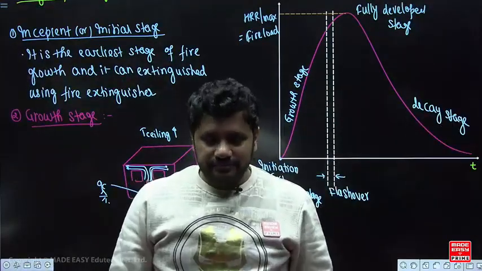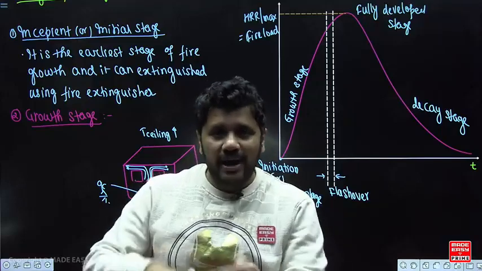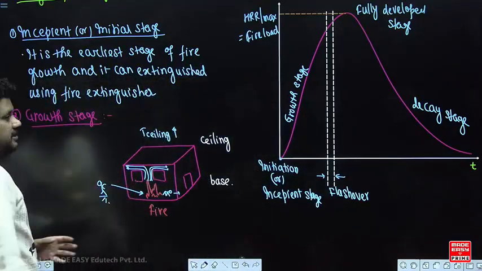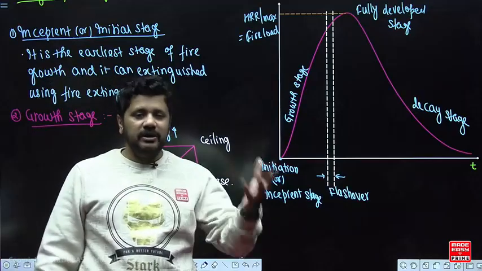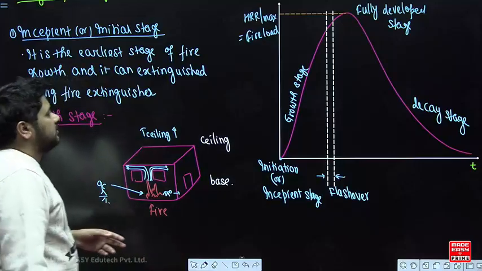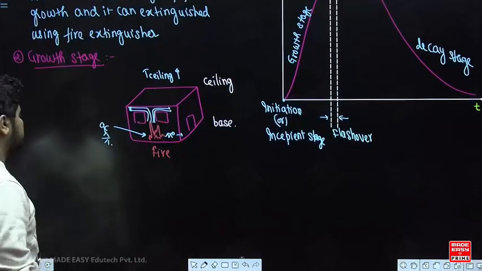So obviously the visibility will be more at the ground, so you need to crawl and then leave the room. Otherwise, if you move like this, due to the smoke the visibility will be very poor and you may get stuck in some problem, right. So that is called the growth stage.